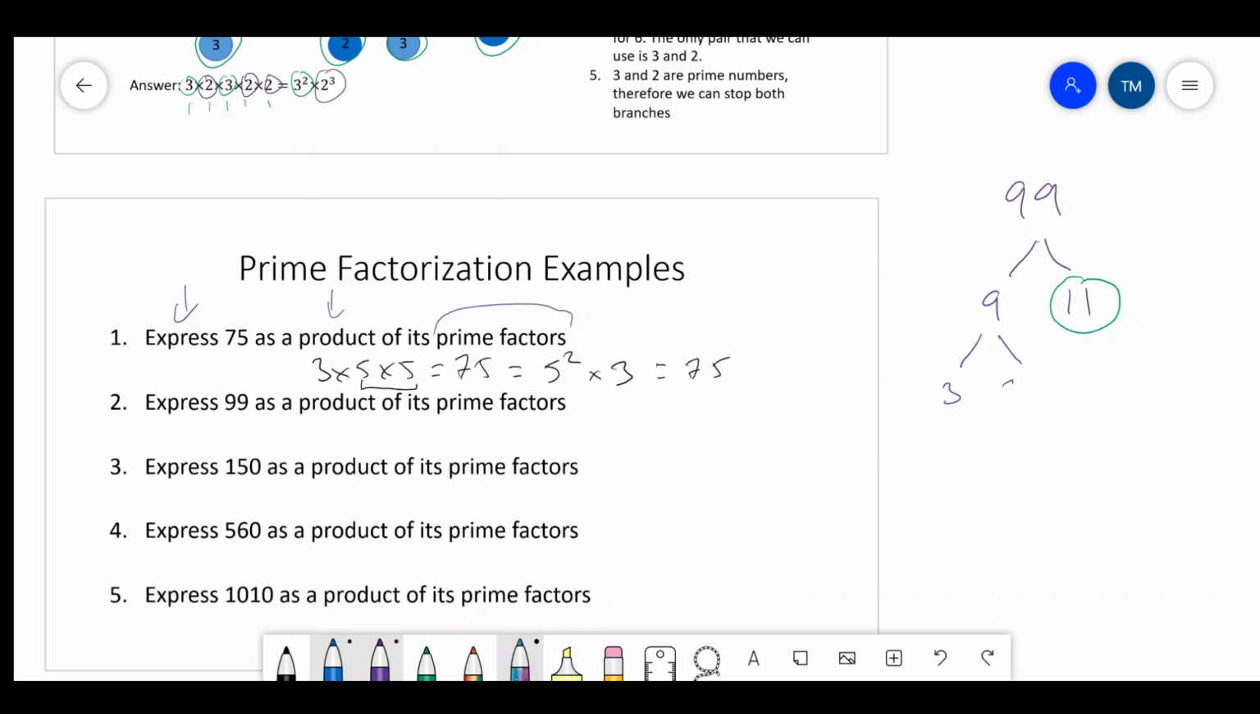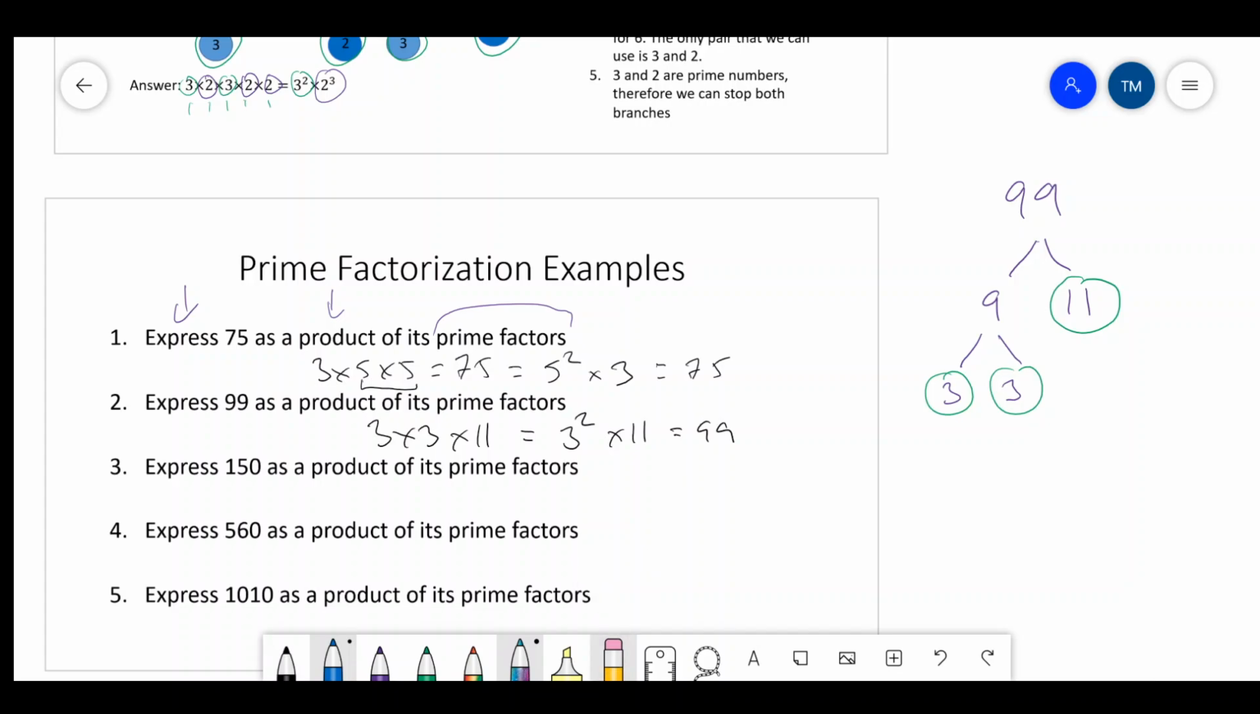Well, 3 times 3 make up 9, and they are both prime numbers, so I say that finally my answer to this one is going to be 3 times 3 times 11, which is equal to 3 squared times 11, which equals 99, which is our result.